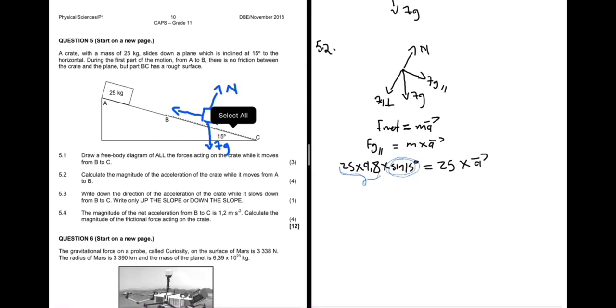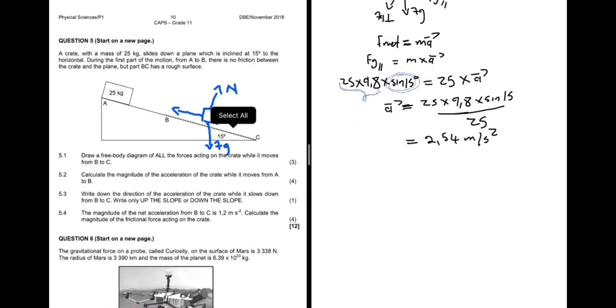So we're going to have the acceleration equal to 25 multiplied by 9.8 multiplied by sine of 15 degrees, divided by 25. And then if you put that in your calculator, you're going to get A equals 2.54 meters per second squared. And then you get your 4 marks.